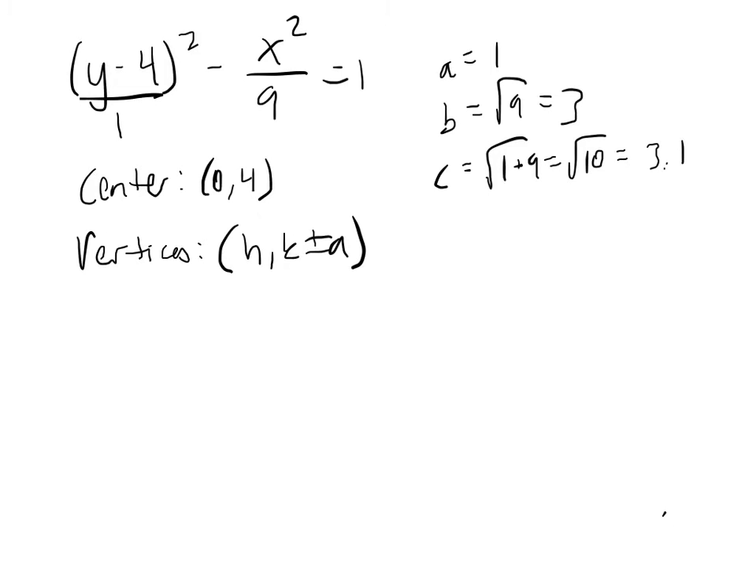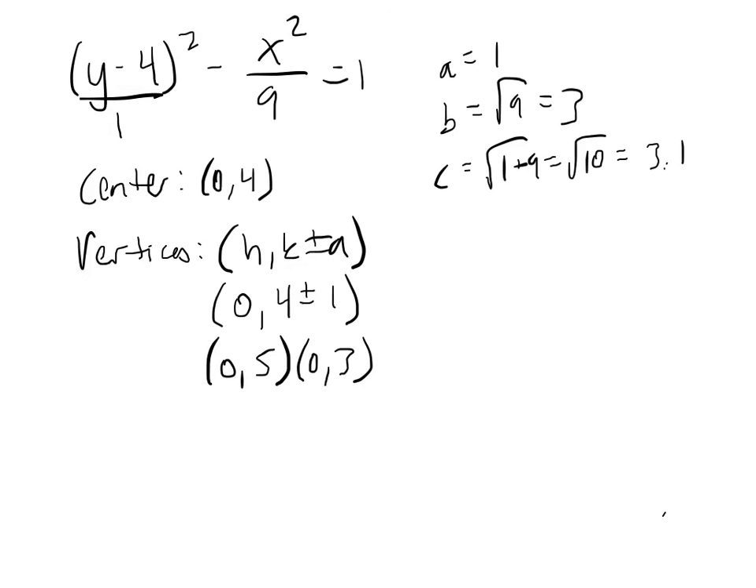So here, our vertices are going to be at, remember that the reason why we're at h, k plus or minus a is because we have a vertical ellipse. And the reason we know we have a vertical ellipse is because here the y is first. Okay? So I know it's going to be at 0, 4 plus or minus 1, or 0, 5, or 0, 3. Because here first I'm going to add 1, and then I'm going to subtract 1 from 4.